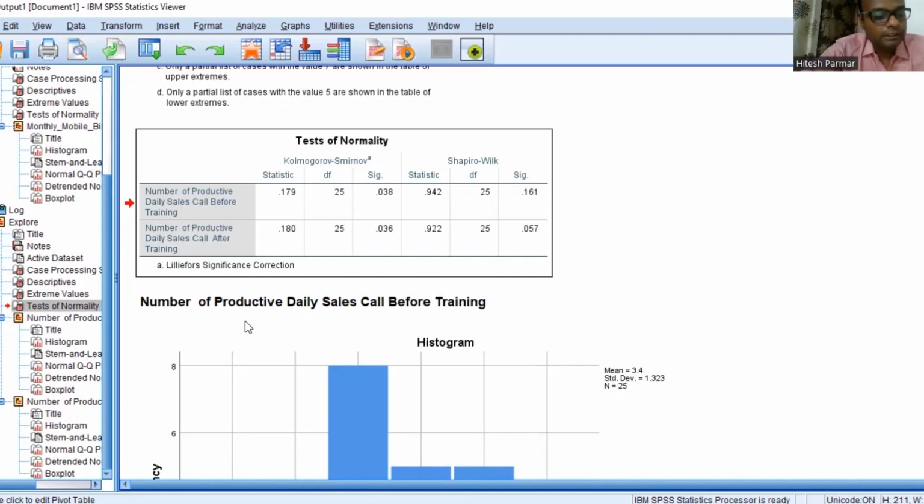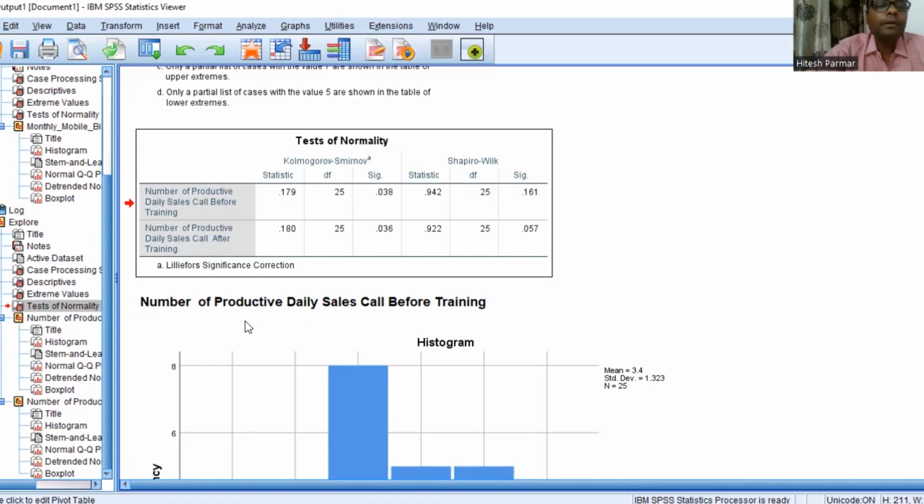Now sometimes what happens is that we give so much importance to normality, and when normality is not achieved, then we try to transform the data. You must have heard of log transformation, 1 upon x transformation, square root transformation, like this. Basically we transform the data in such a way that after transformation it may become normal. So to achieve normality, sometimes we go for a transformation.